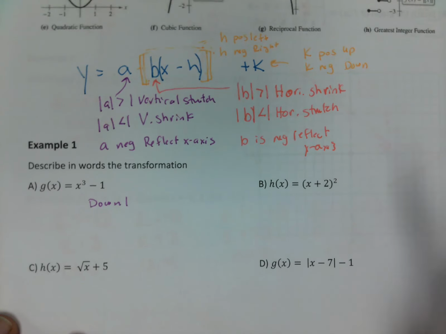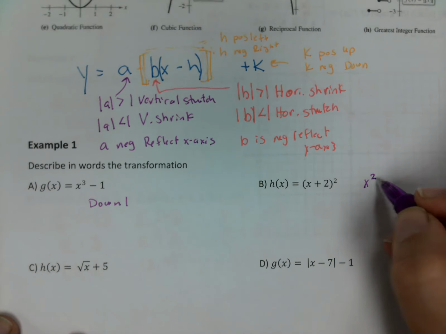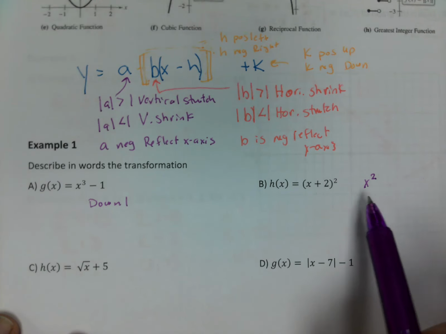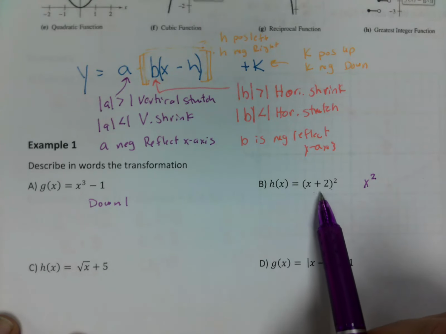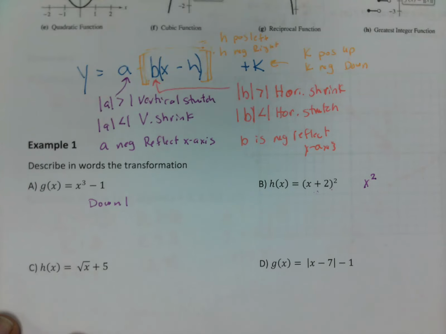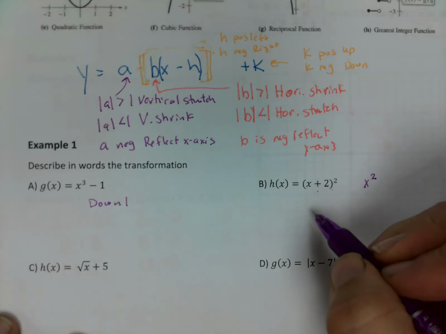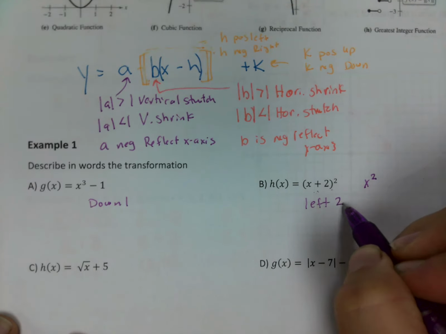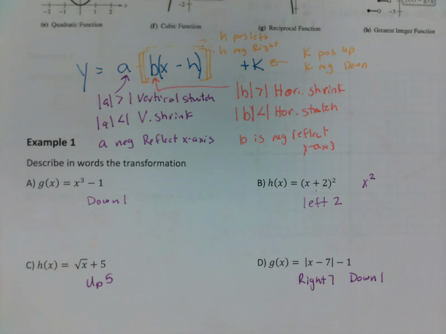This one, here's my parent function. If you need to, write out your parent function over on the right-hand side. This is on the inside of my parent function. Remember, the h value is always going to be opposite. So this is going to be left 2. Pause the video and try to do the next 2. Up 5 for C, right 7, down 1 for D.